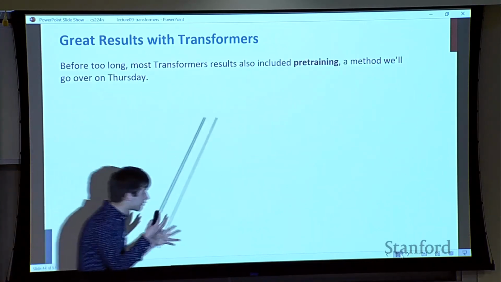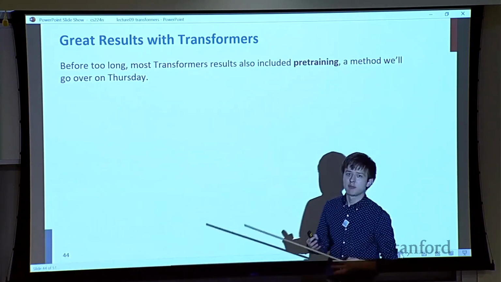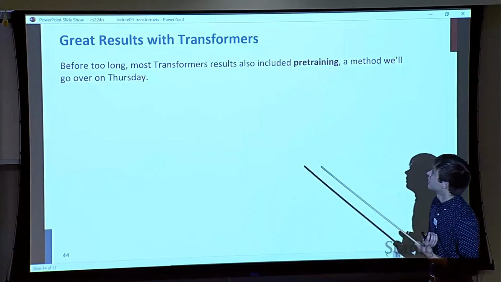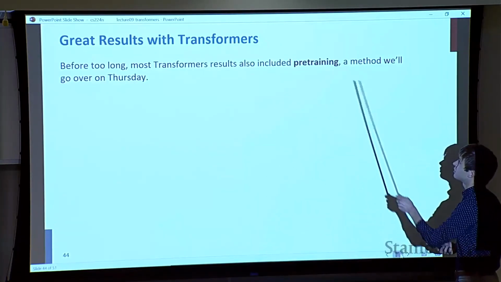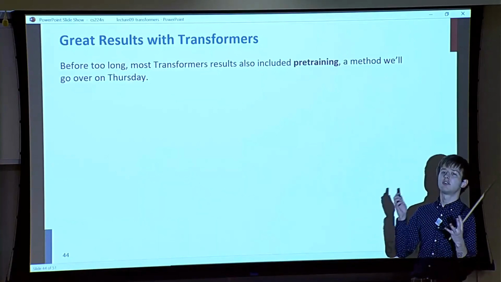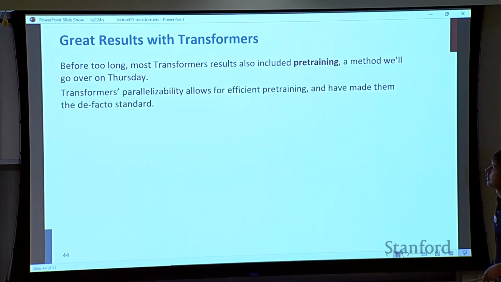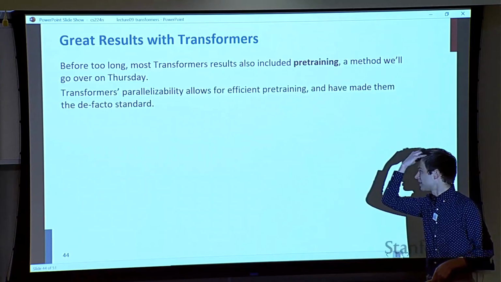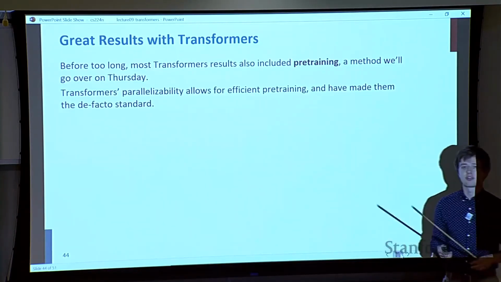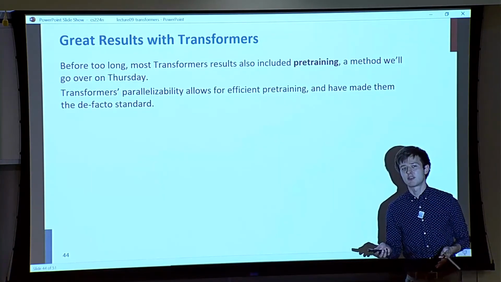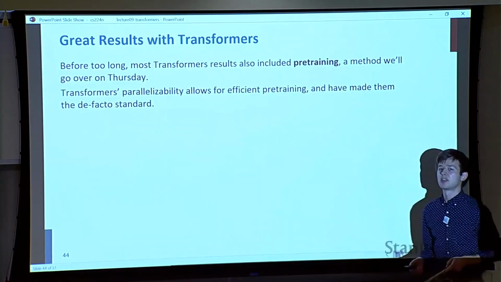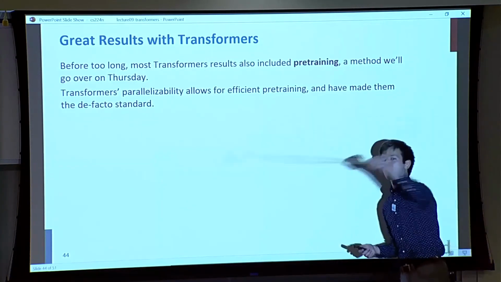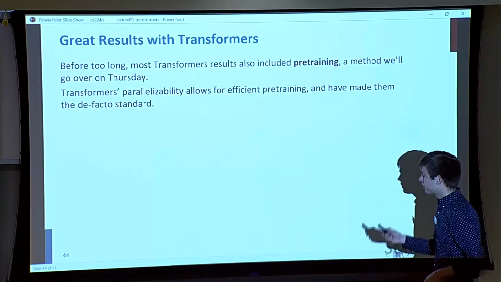And actually, before too long, transformers became dominant for an entirely different reason, which was related more to their parallelizability, because they allow you to pre-train on just a ton of data very quickly. And this has made them the de facto standard. There are a lot of recent results with transformers that include pre-training, and I'm intentionally excluding them from this lecture so that you come to the next lecture and learn about pre-training.